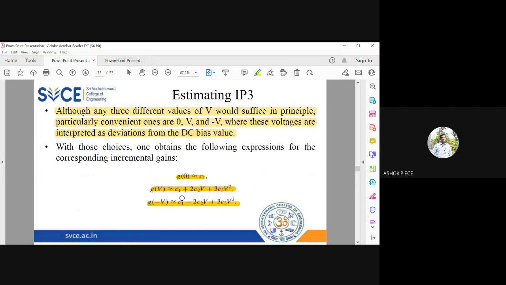If you solve the coefficients, C1 we already got. C1 is going to be G of 0. Now, if you consider these two terms, if you add these two, they will go, and you know C1, so from this you can find C3. Knowing C1 and C3, I can find C2. That is what is done here.